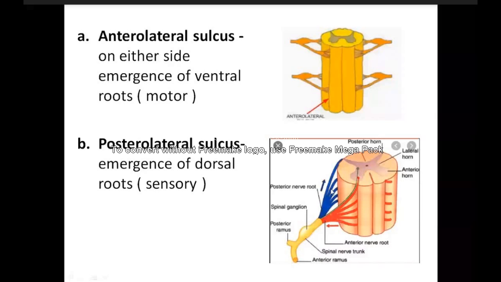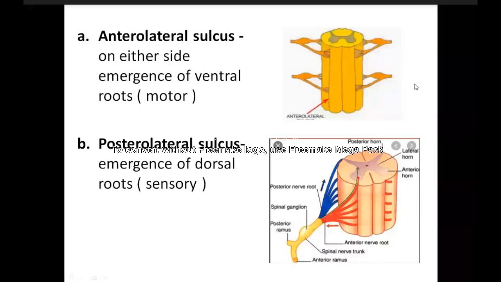So these are the structures you see when you look at the spinal cord from the external surface. Anterior median fissure here, then posterior median sulcus posteriorly. Next to this, you find the emergence of the ventral nerve roots, so that is the anterolateral sulcus. Similarly, posteriorly there is the posterolateral sulcus. And this figure also is the same: anterolateral sulcus here, then posterolateral sulcus on the posterior part.